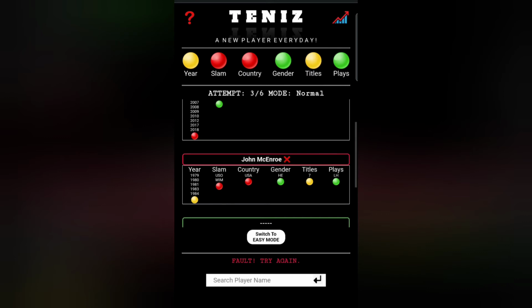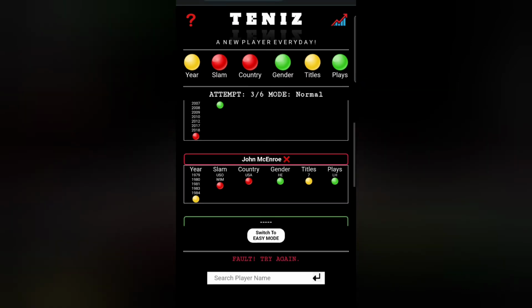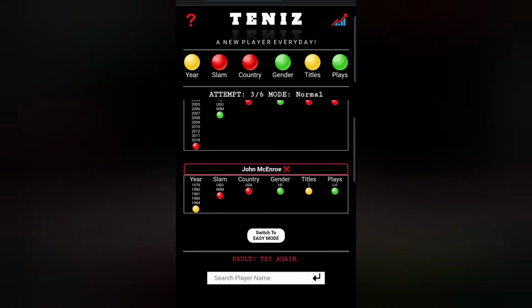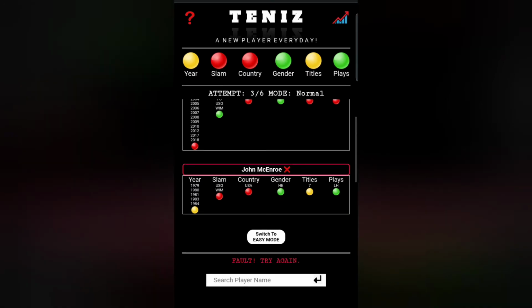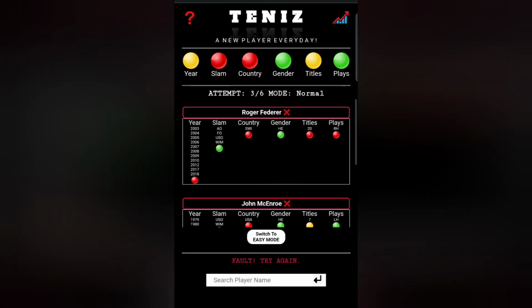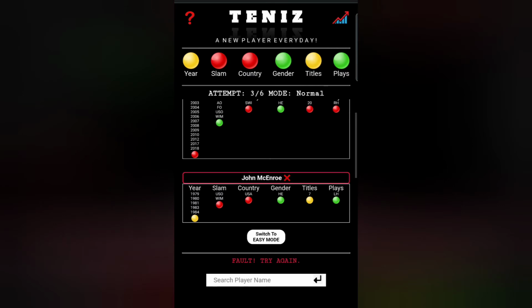The country is showing in red again. So we know he is not from USA. And gender, we already knew it was a he. Title, now we have come closer. Since 7 is yellow, it just means that the person has won between 4 to 10. And obviously, we knew that the player was left-handed because we had already got a red for Roger Federer, who is right-handed.